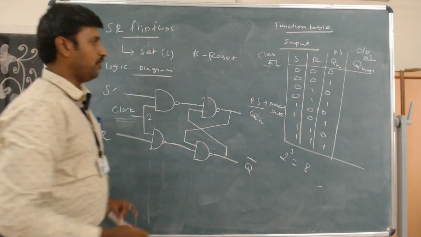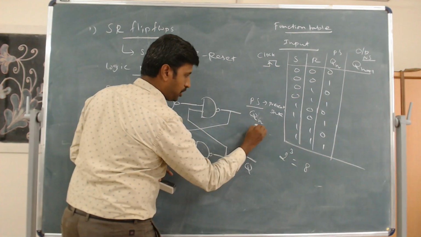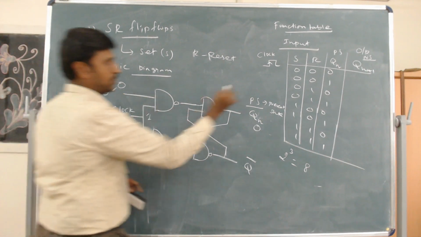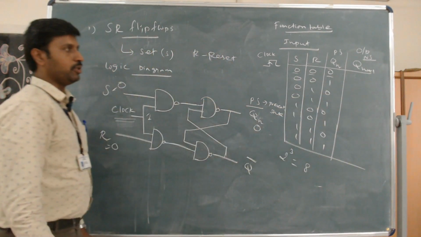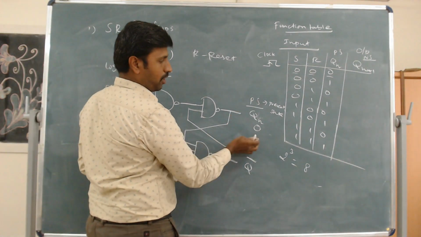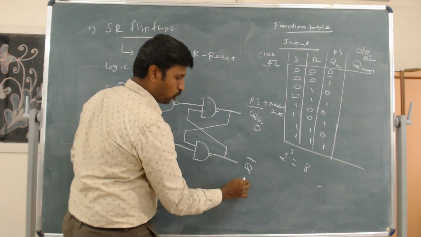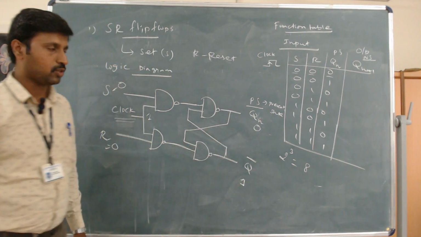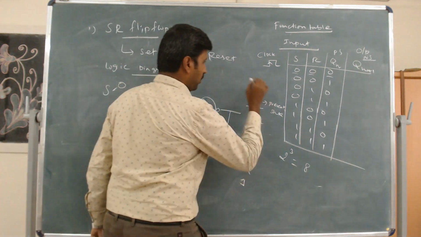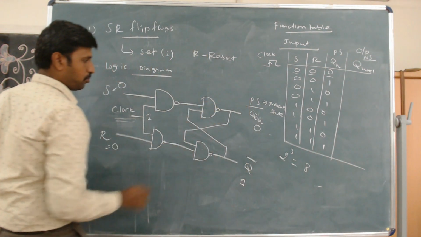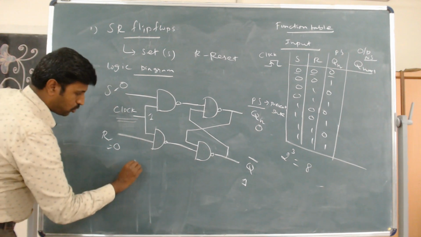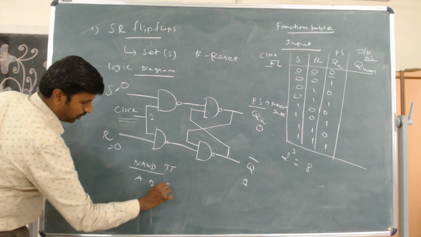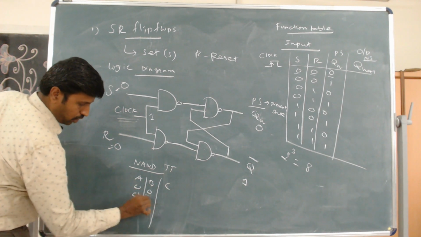We will assume that Q of N, the present state, is 0, S is 0 and R is 0. This is the case: S is 0, R is 0 and Q of N is 0. Whenever I assume Q of N is 0, Q bar must always be 1, the complementary state. This is our present state, 0 and 1. Before going to the flip-flop logic, we must know the NAND gate truth table.